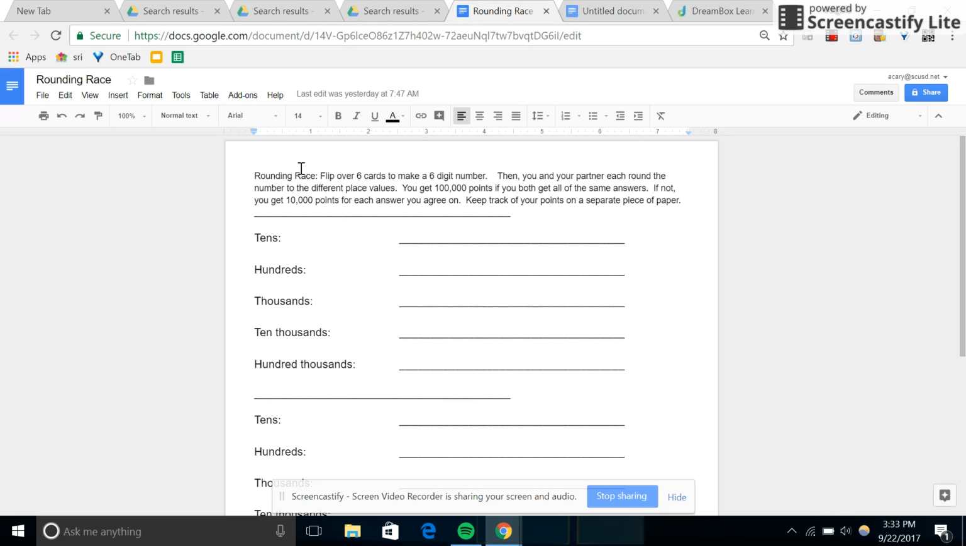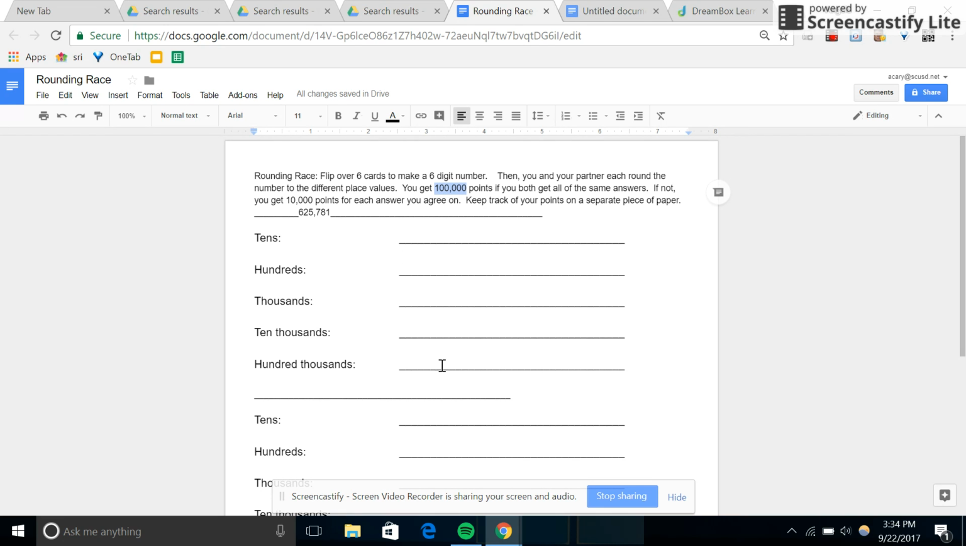So the way you play this game is you flip over 6 cards. If you flip over a 10 or a face card, I say just redraw. So let's say you flip over a 6, 2, a 5, a 7, an 8, and an ace. Ace is going to be 1. You've created the number 625,781. So your child would fill out this form.